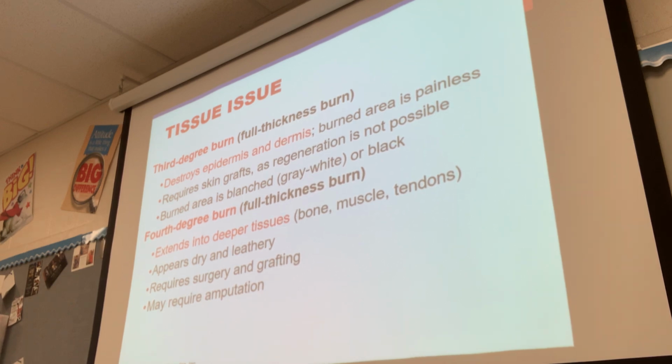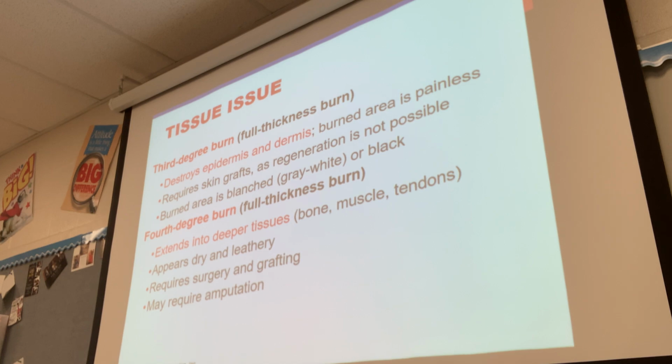If you are unlucky enough to get a 4th degree burn, these are kind of rare, because mostly it's going to be like if a person gets electrocuted and electricity shoots out of them, it can cause a 4th degree burn. This is extending deeper so that even the bone, the muscles, and the tendons are exposed or destroyed. Very dry and leathery appearance because the damage is so severe. Typically does require surgery to repair the damage and may even require amputation in some cases.